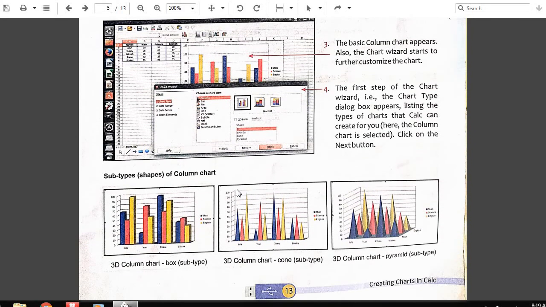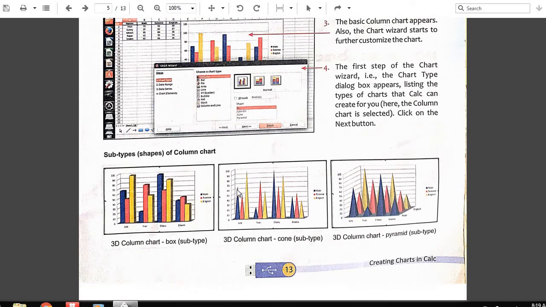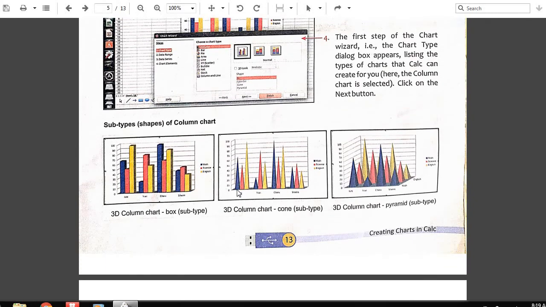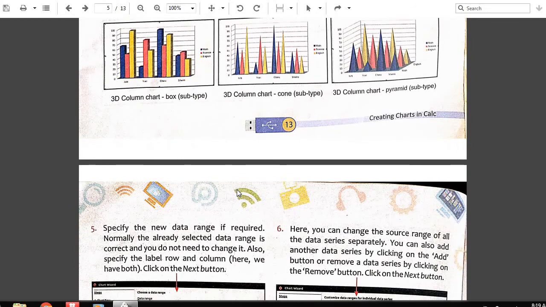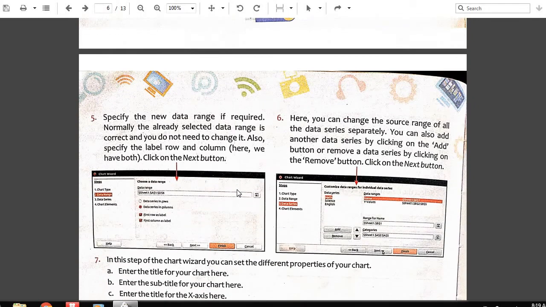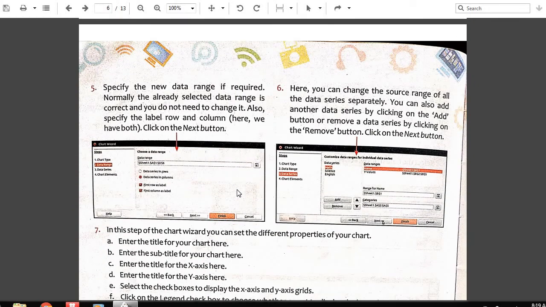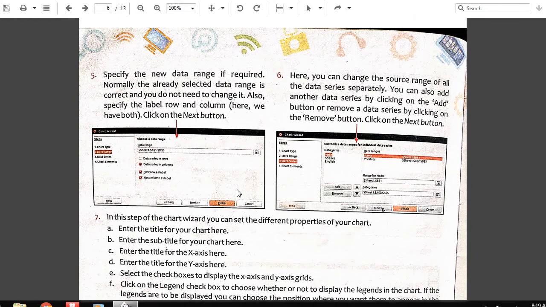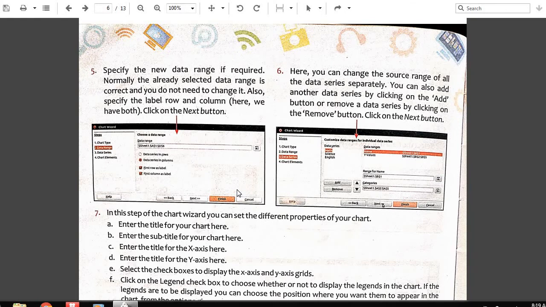You can choose a 3D column chart. You can go for a 3D column chart in the shape of a cone. The first one is box shaped, the second one is cone shaped, and the third one is a pyramid. Very interesting. Here you can see the comparisons we can make easily. So different subtypes are also there. Then you can specify the data range. Mostly the data range you have already selected will be taken, so there is no need to change it.